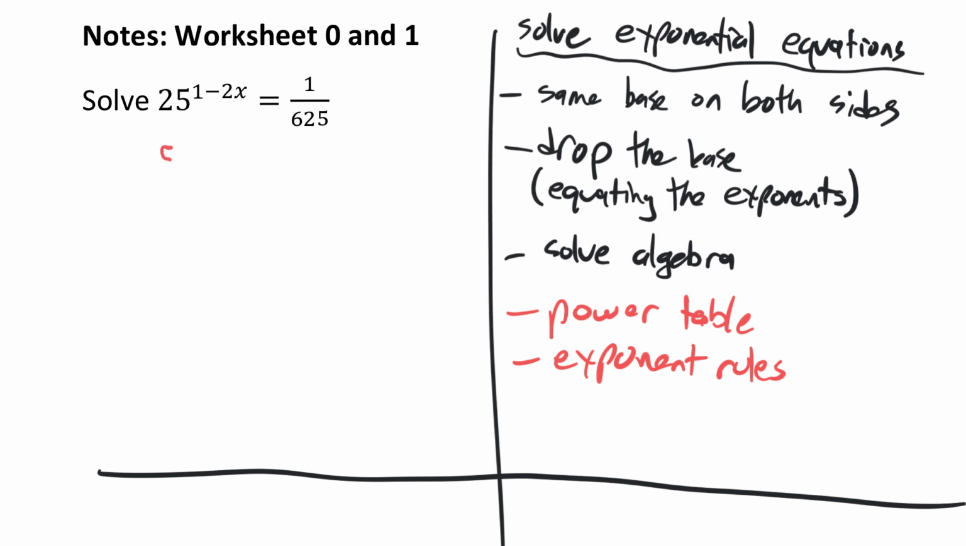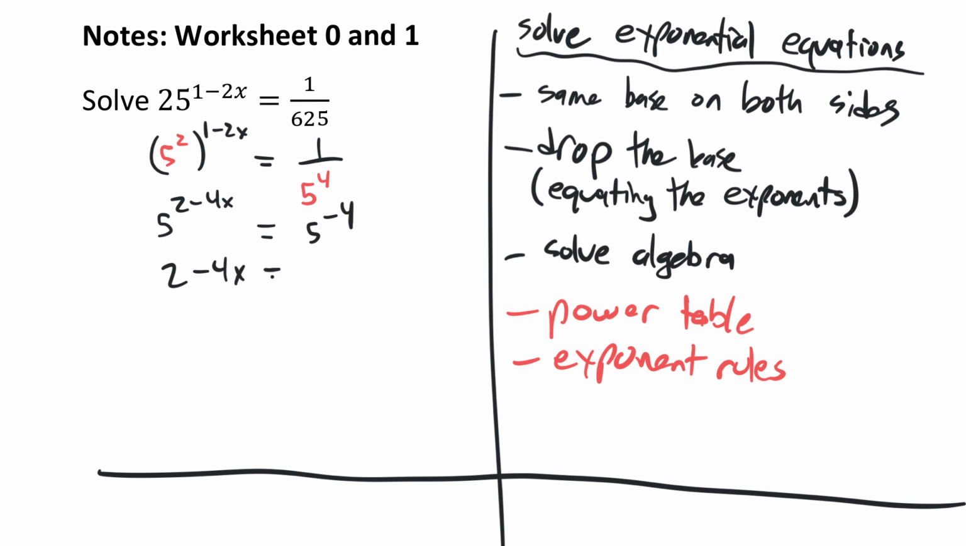All right, we're looking for powers of 5 here. So that's going to be 5 squared. That's going to be 5 to the 4. So that's 1 minus 2x. Then we write this as 5 to the 2 minus 4x equals 5 to the negative 4. Drop the 5s. 2 minus 4x equals negative 4. It's going to be 6 equals 4x. Kick the 4 to one side, the negative 4 to the other. So x equals 6 over 4, which is 3 over 2.